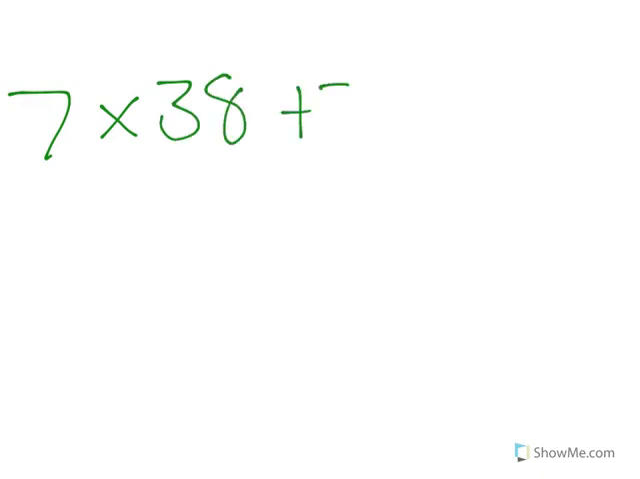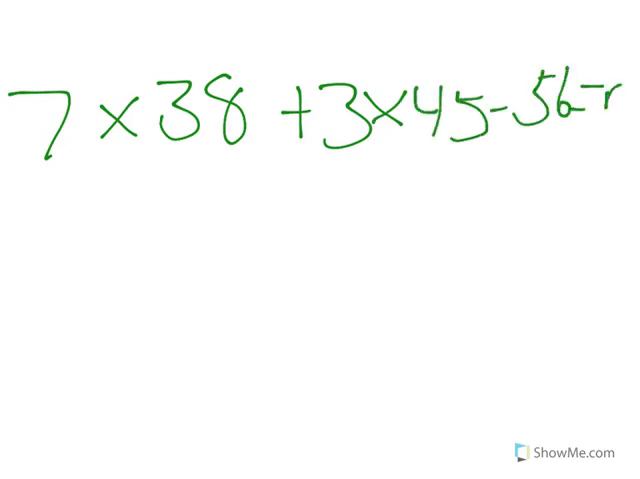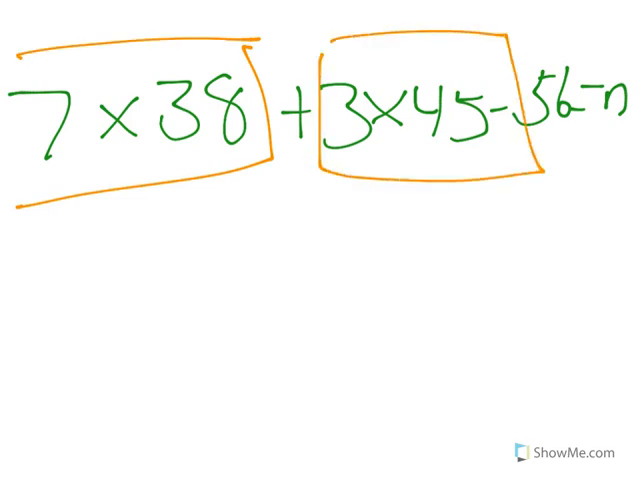Now how this is going to show up on your homework today, it's going to look something like this. If I have 7 times 38 plus 3 times 45 minus 56 equals n. That equals n just means the answer. Now, the rule is on these, I've got to do my multiplication problems first.